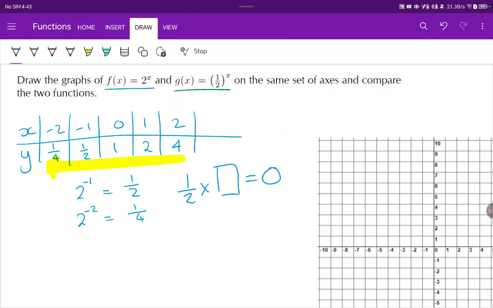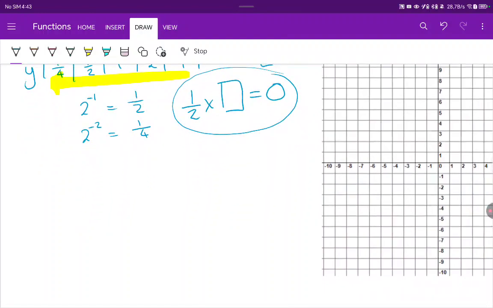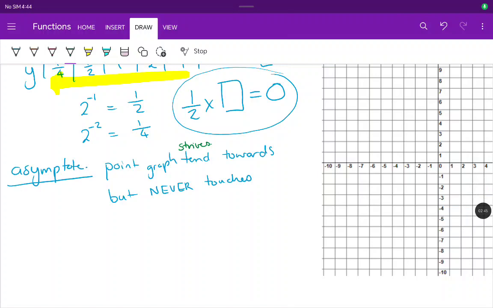This reality that we're just discussing here speaks of the asymptote. So this here is the asymptote of this graph. What does this asymptote mean? An asymptote is a point that the graph tends towards, or strives towards, or goes towards, or tries to attain, but it never ever touches it.